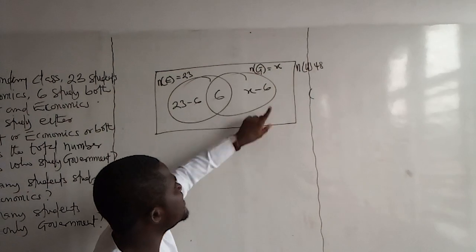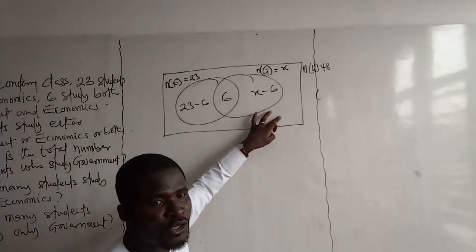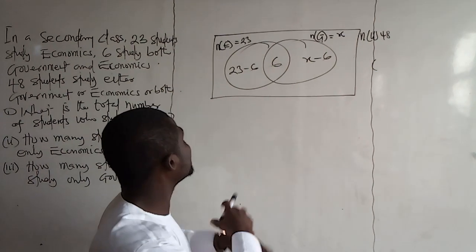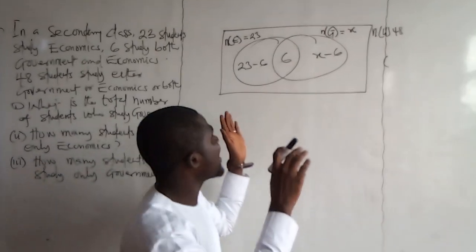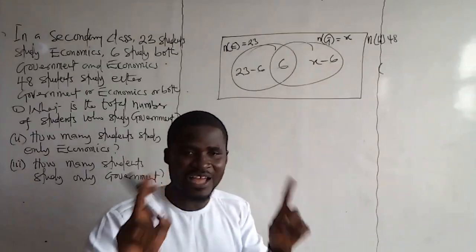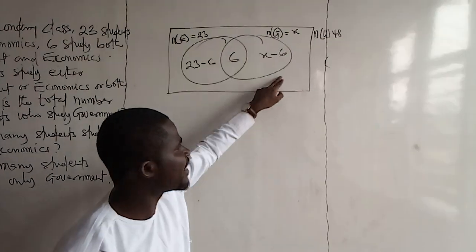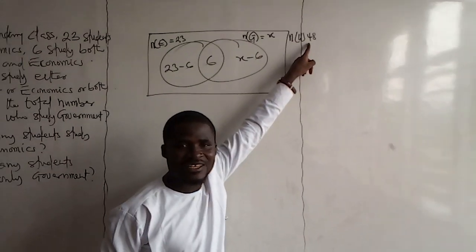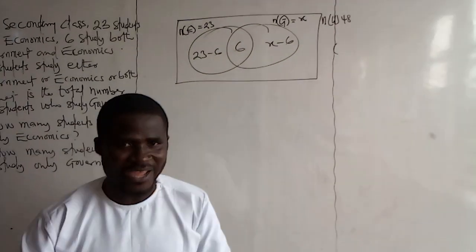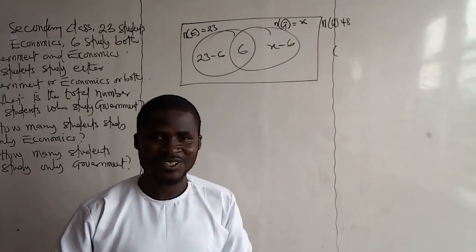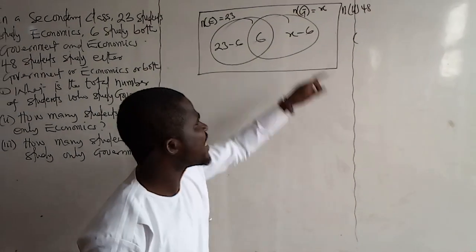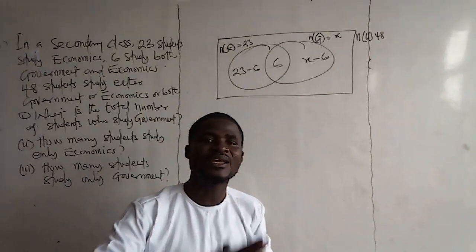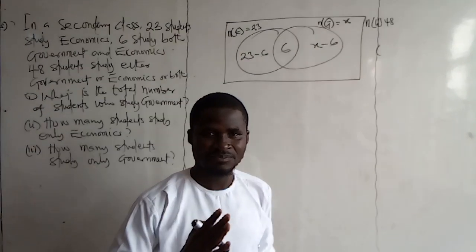X can represent the complement. Those who did not study neither economics nor government. We call them complement here. X can be here. X can also represent the universal set. So X can be anywhere. So take note. This X here is not representing both subjects. It's representing those who study government.